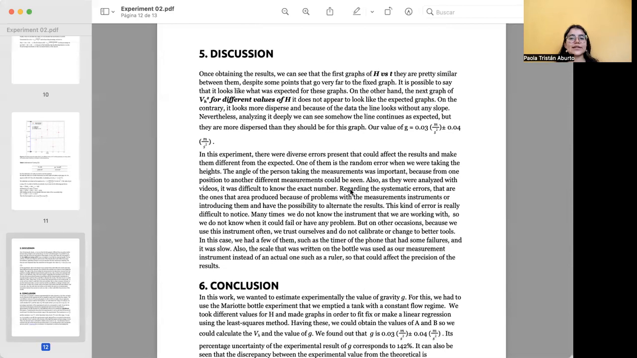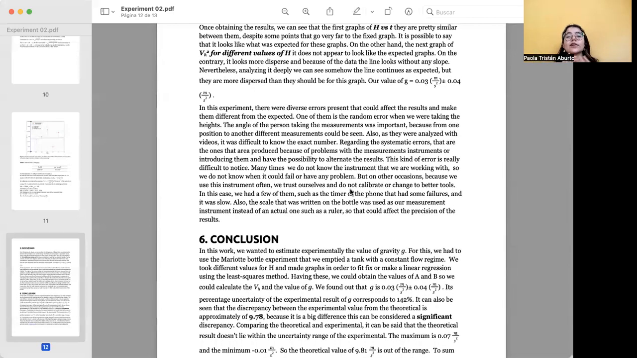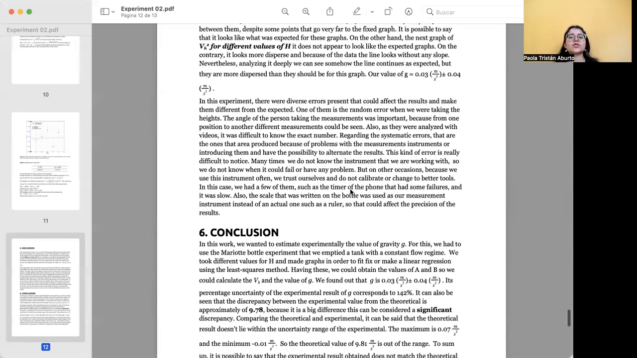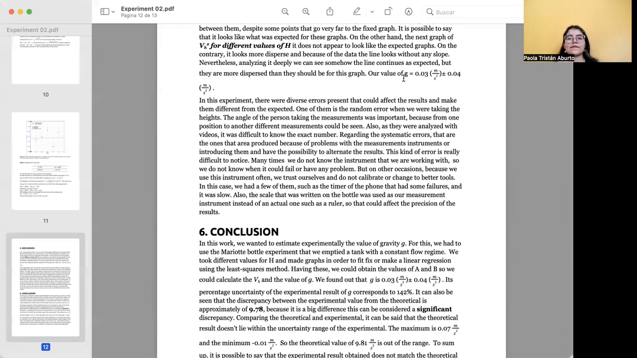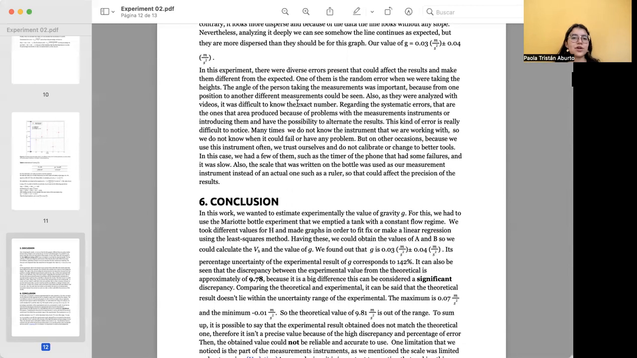Nevertheless, if we analyze it deeply, we can see that somehow the line continues as the expected one, but it isn't as evident as the expected one. So for this, we can say that the value of G is 0.03 meters per squared seconds plus minus 0.4 meters per squared seconds. And in this experiment, we see that the graphs are very dispersed and the results are very different because of the errors present.